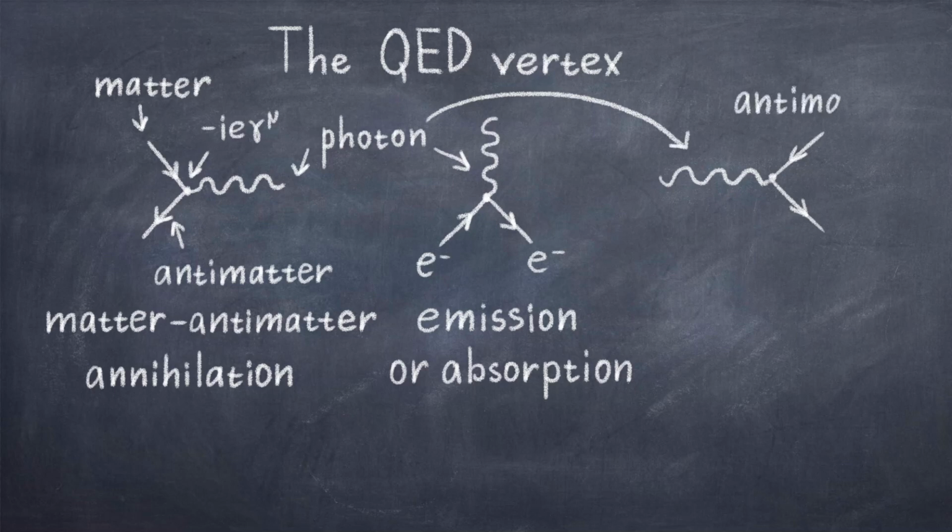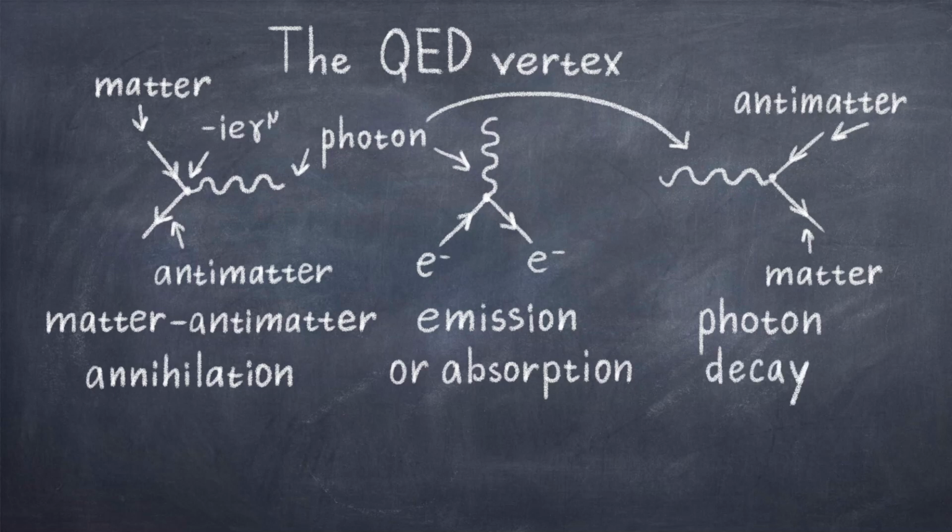We can also rotate the diagram 90 degrees more, and then we obtain a diagram where a photon decays into a pair of matter and antimatter. Thus we can already understand several fundamental processes by considering the fundamental vertex of QED. So what more can we do?